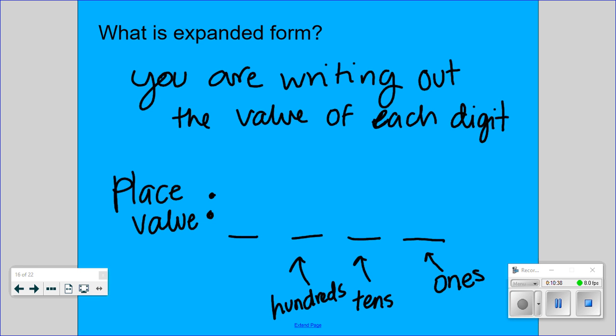Gavin? 10. You notice the pattern? You need 10 ones to make a 10. You need 10 tens to make a 100. How many hundreds do you think you need to make 1,000? Bryce? Nope. I mean, 10. Just 10. And that means our next place, our last place that we're going to focus on this year, is our thousands.